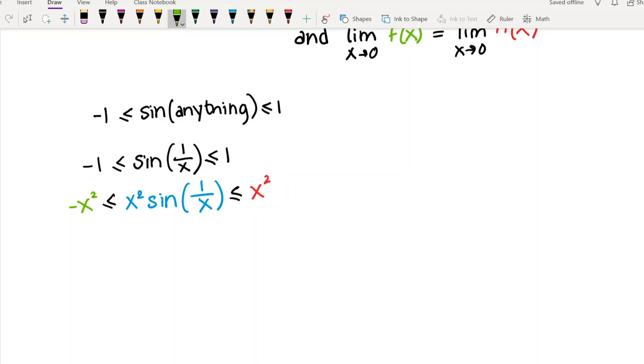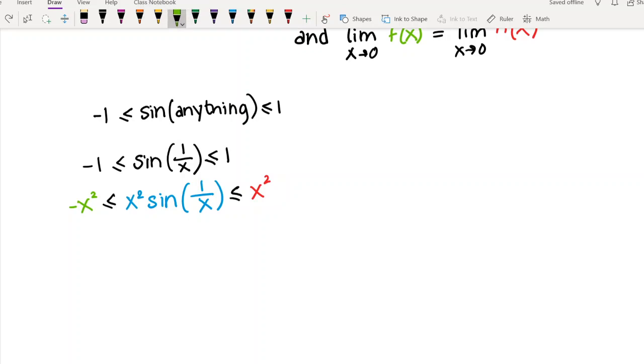Basically, you can just think of the x squared as the main part of the function. And the sine of 1 over x just multiplies x squared by a number, and the number it's multiplying it by is always going to be between negative 1 and 1. So it's never going to cause x squared times sine of 1 over x to become bigger than x squared or smaller than negative x squared. So it's truly bounded by the function in red and the function in green. So we just found our top and our bottom function.